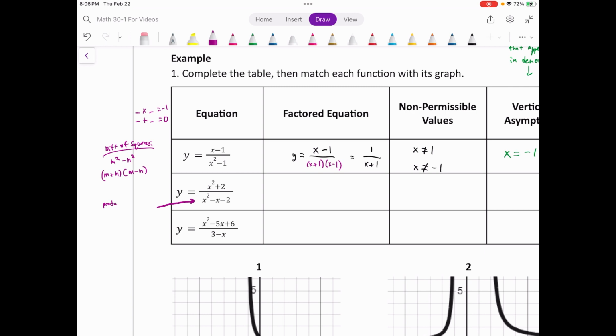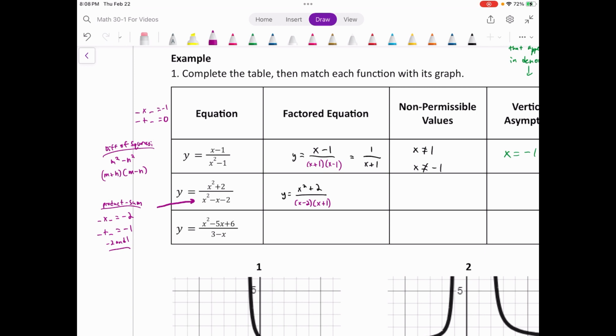We could probably just use some product sum. It's just a good old trinomial where our leading coefficient is 1. So we could just do something that multiplies to negative 2 and adds to negative 1. Well, how about negative 2 and positive 1? So we could rewrite this equation as y equals x squared plus 2. Again, not really much we can do there, but our denominator we said we could factor as x minus 2, x plus 1.